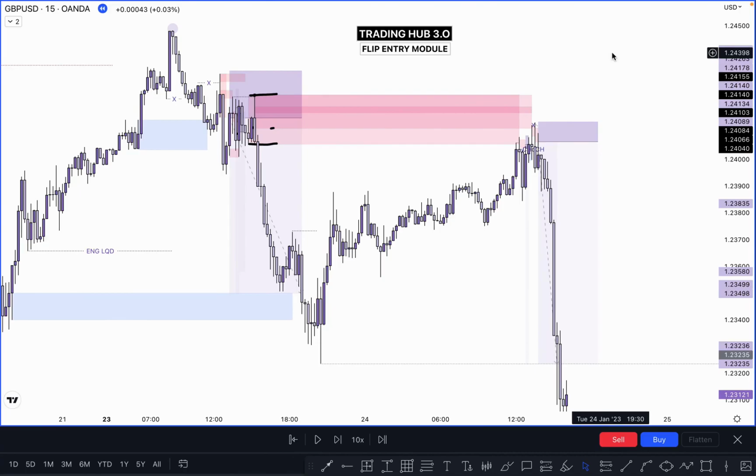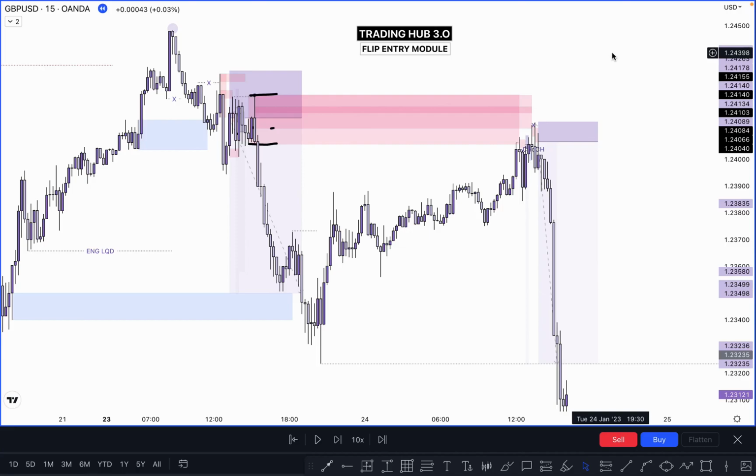How does the flip entry model work? When demand converts into supply, then you can sell. If market has taken out the liquidity, then you don't need to wait for inducement. If market has not taken out the liquidity and can close overweight, then you have to switch again to a lower time frame. Then you have to wait for the inducement to be taken out before you enter, buy or sell. Okay, the same process is applicable when market is bullish.